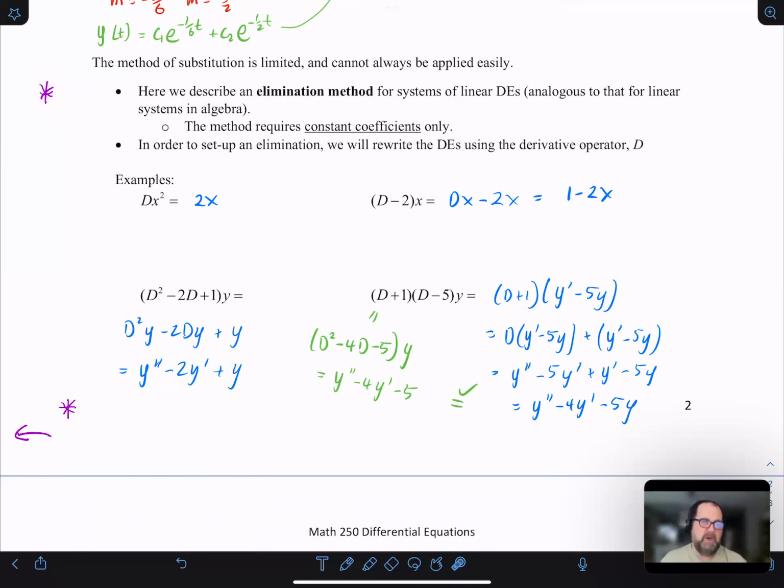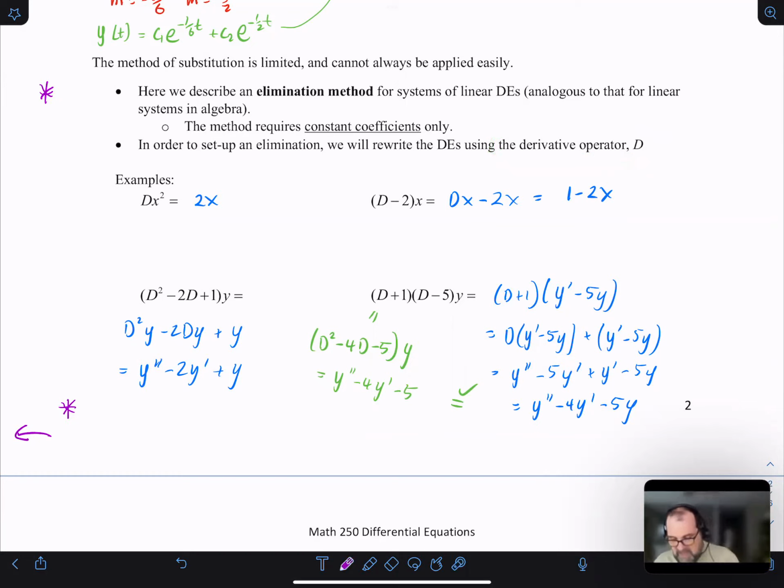Okay, so now the question is, how do we set up an elimination method for systems of linear differential equations? The answer is, in order to do this, we are going to use something called the derivative operator or the differential operator. We're going to call it D for this section.